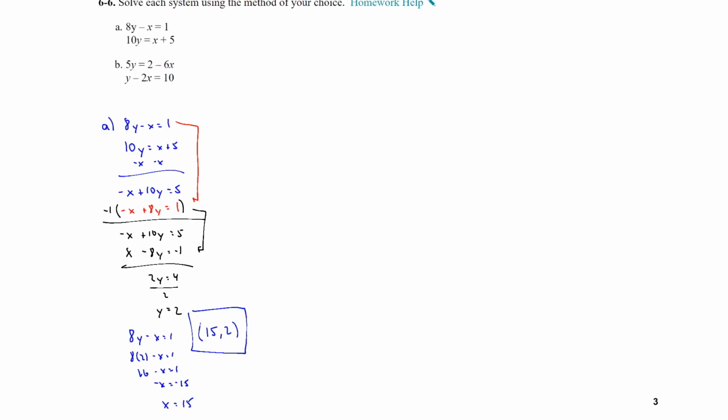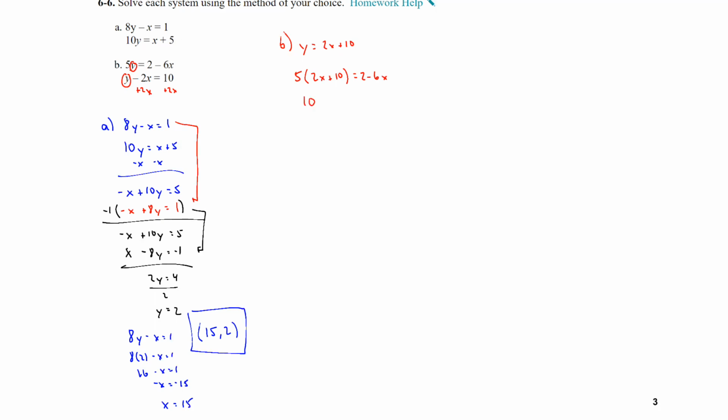All right, let's take a look at B. Once again, I think I'm going to set this one up for elimination. I'm going to add the 6x to this side. Actually, you know what? Since we already did elimination, let's do substitution on this one. I'm going to solve for y by adding 2x to both sides. So y is equal to 2x plus 10. I will now take that y value and plug it in for this part of the first equation. So instead of 5y, it's going to be 5 times what we're going to substitute for y, which is 2x plus 10, is equal to 2 minus 6x.